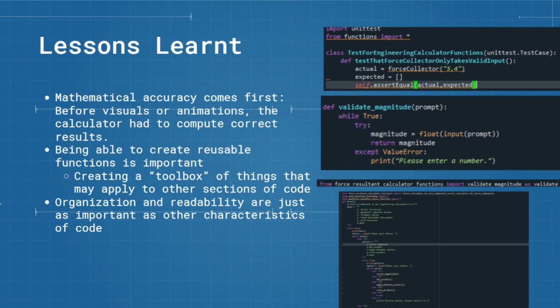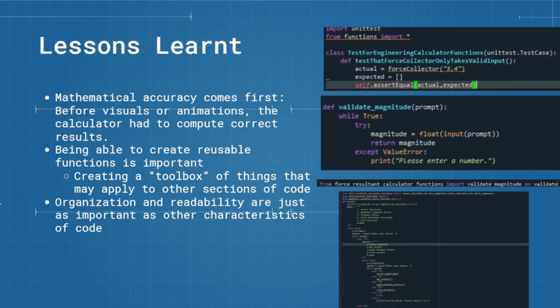As the project scaled, we realized that creating reusable functions was essential for efficiency. By developing a toolbox of modular components, such as our input validation loops, we were able to apply consistent logic across different sections of the code, from unit conversions to complex vector math.